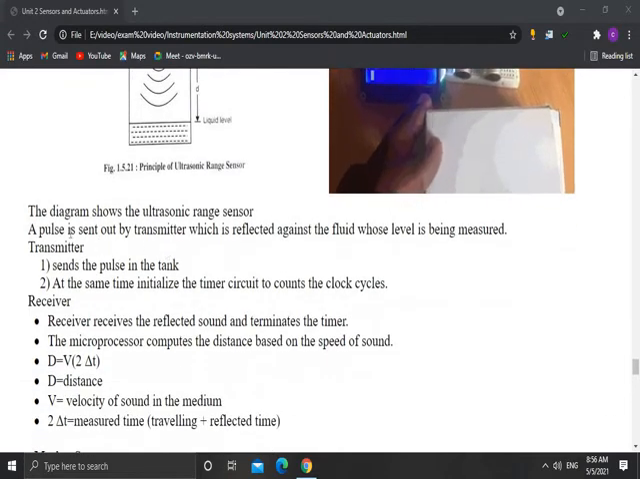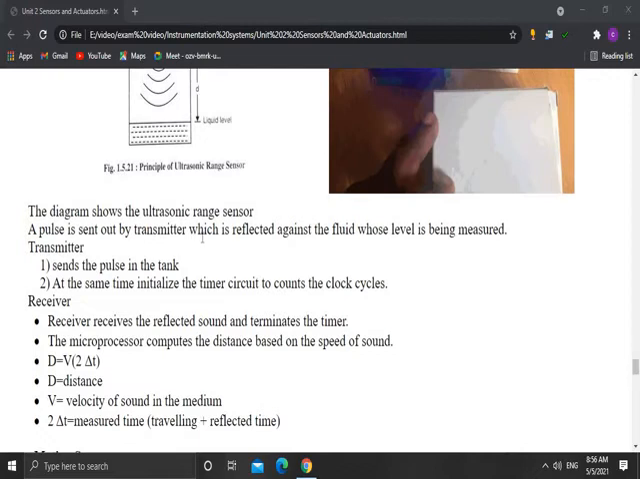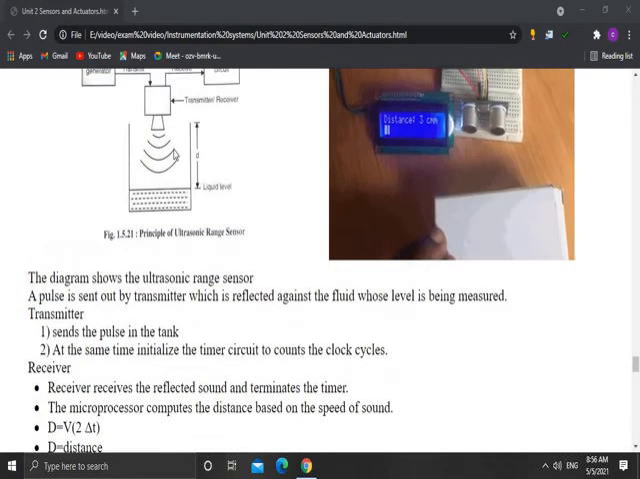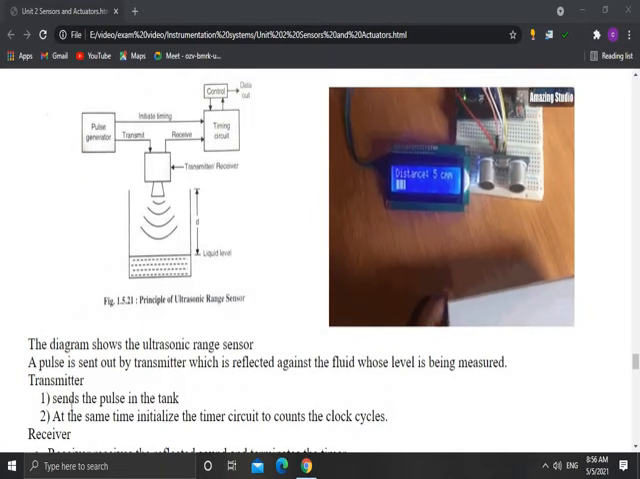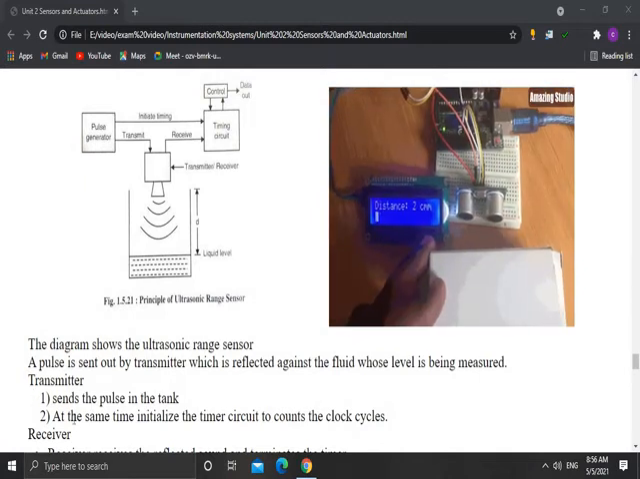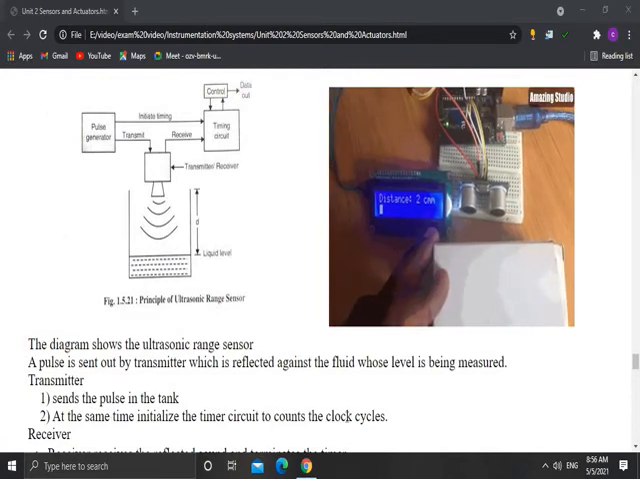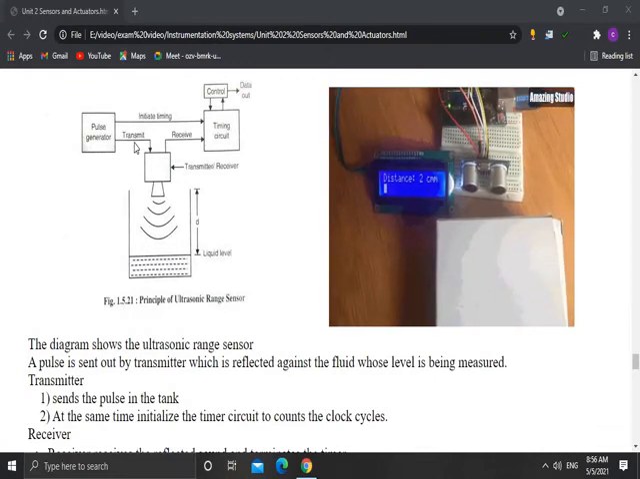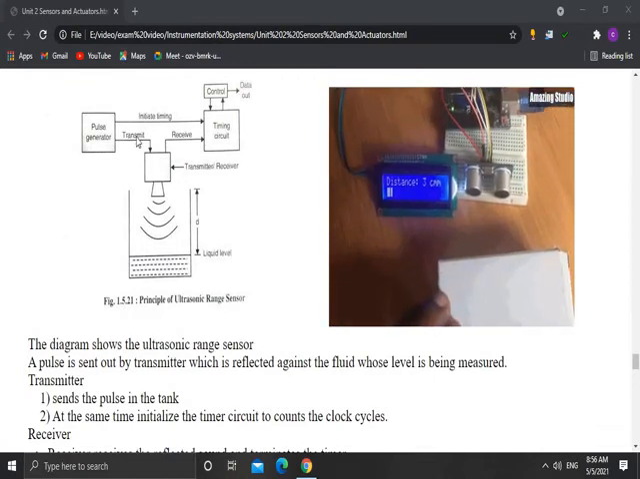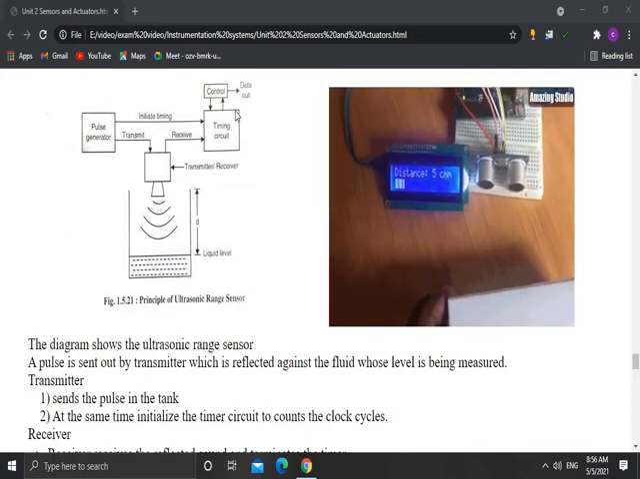The diagram shows an ultrasonic range sensor. A pulse is sent out by the transmitter, which is reflected again from the fluid whose level is measured. The transmitter's job is to send the pulse in the tank and at the same time initialize the timer circuit to count the clock cycles. So the sender or transmitter sends the pulse in the tank. At the same time it gives an initial signal to start the timing.